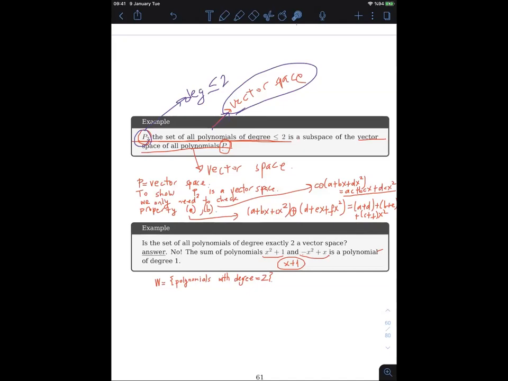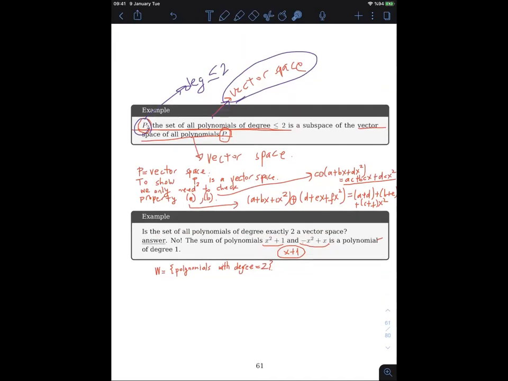Any questions? Okay, for example, if you look at this example, is the set of all polynomials of degree exactly 2 a vector space? The answer is no, because if I add this one, which is a polynomial of degree 2, to this one, which is also a polynomial of degree 2, then the result is x plus 1, which is a polynomial of degree 1, okay? So this given set is not a vector space.